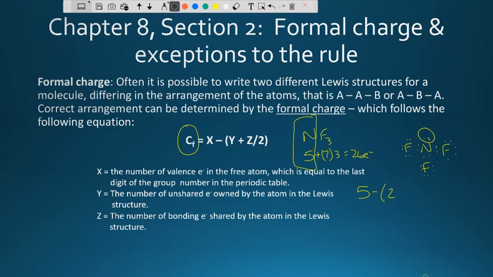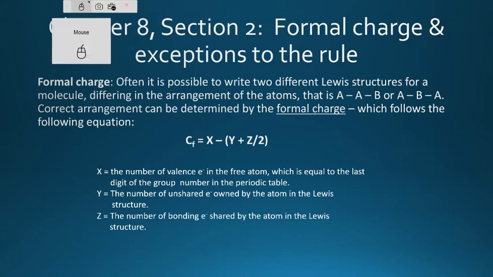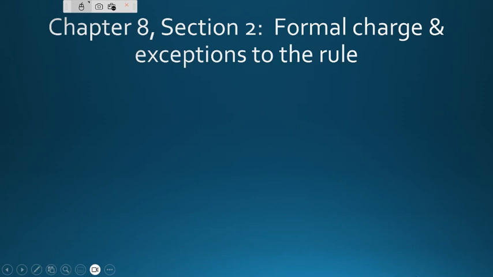And then this last step, that Z value, is the number of bonding electrons shared by the atom in the Lewis structure, divided by 2. With nitrogen, that's shared out, that shared out, that shared out. You could count it as 2, 4, 6 and divide by 2, or just look at the 3 electrons that were shared out by nitrogen. So we see that 5 minus 5 is 0. So the overall formal charge is going to be 0. Now, the closer to 0 it is, the more stable it's going to be. That's the one that's going to be thermodynamically favorable.